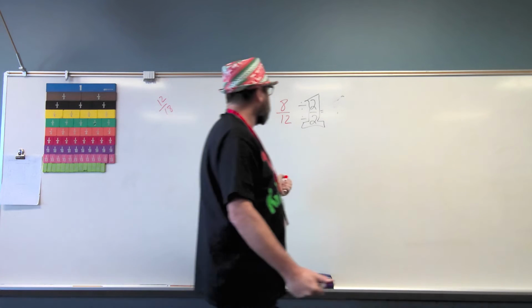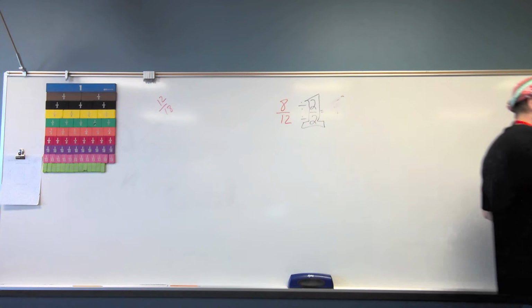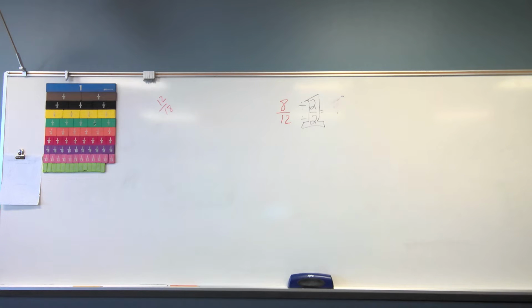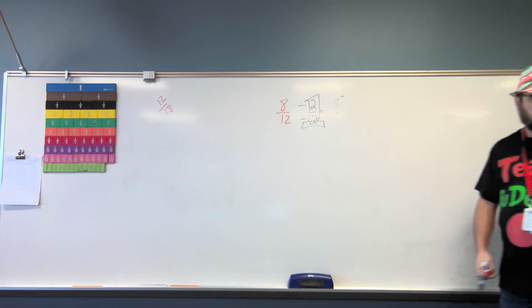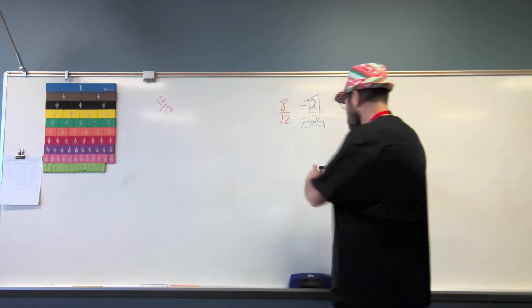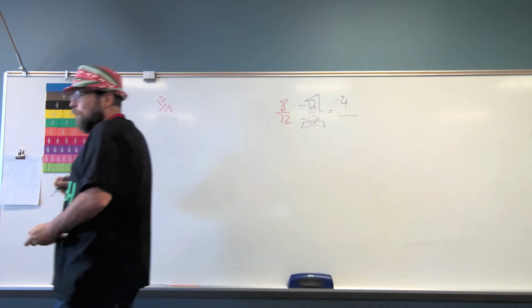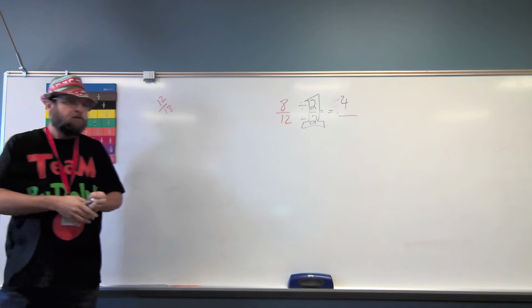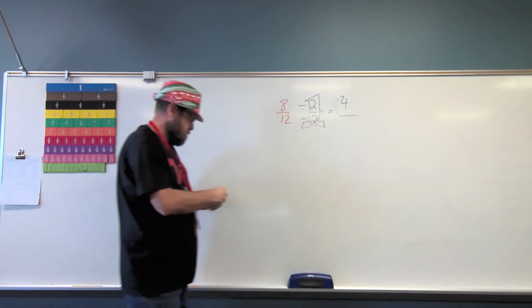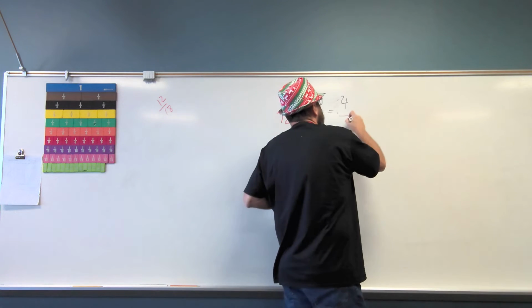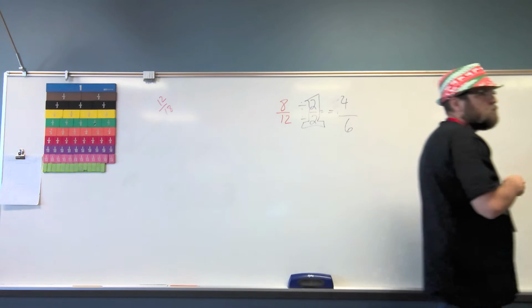Now, Bree, what is 8 divided by 2? 4. Good. And Bree, what is 12 divided by 2? 6. So we have simplified this down to 4/6.